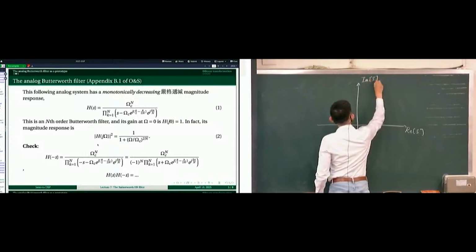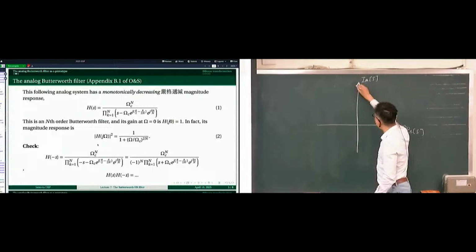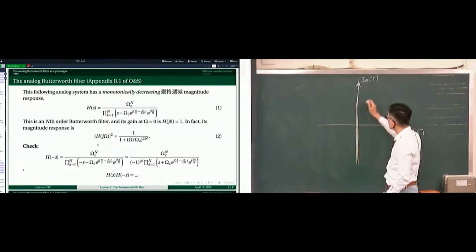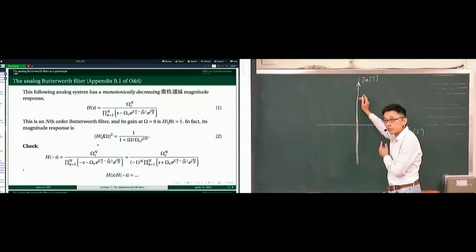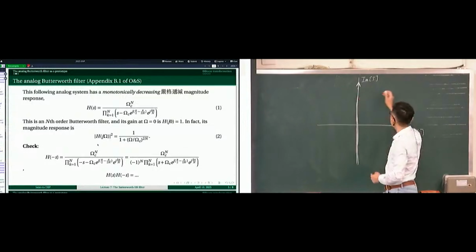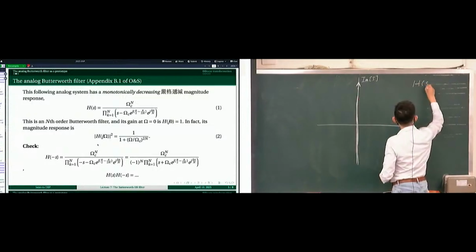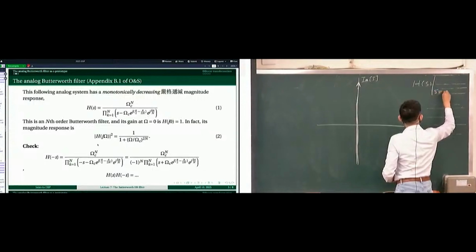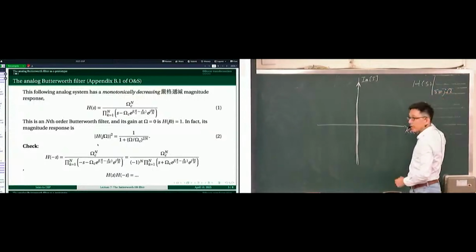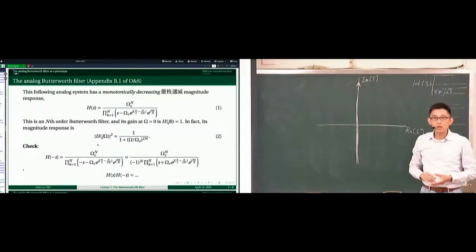And on this S domain, eventually we care about evaluating the Laplace transform on the imaginary axis, because that gives you the frequency response. So eventually we care about evaluating it on the imaginary axis. That gives you the frequency response of a system.